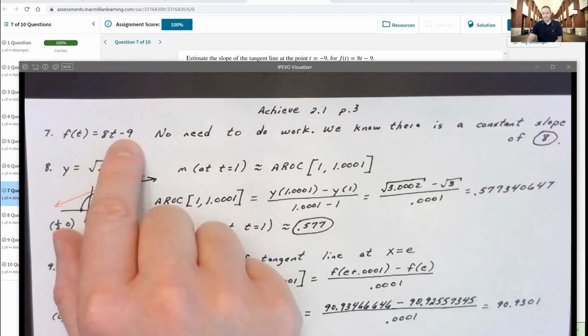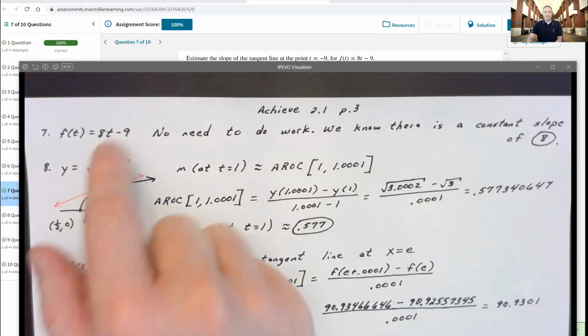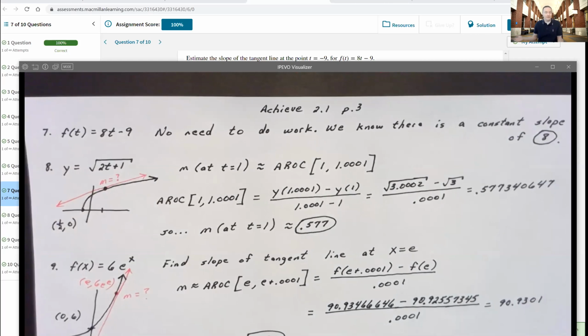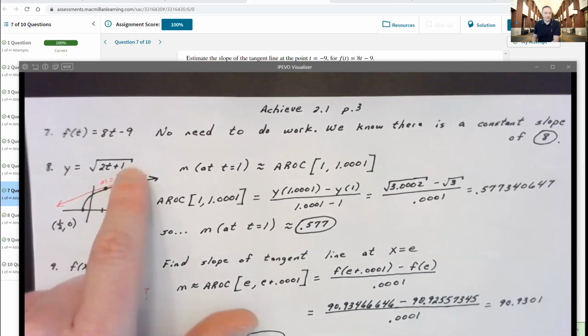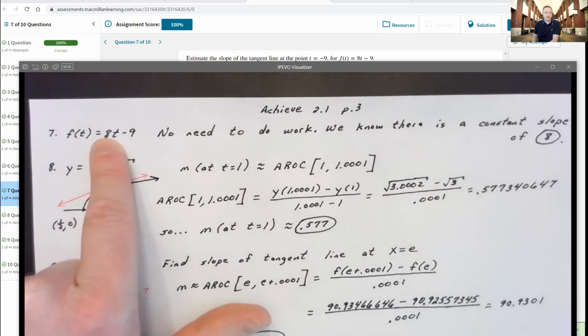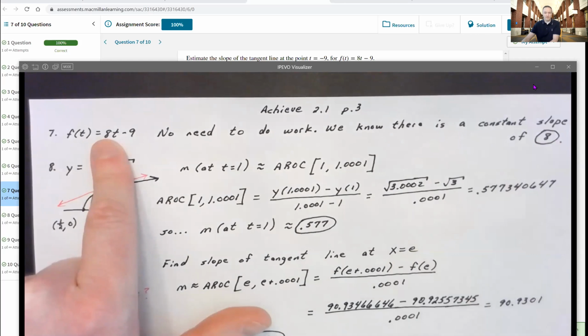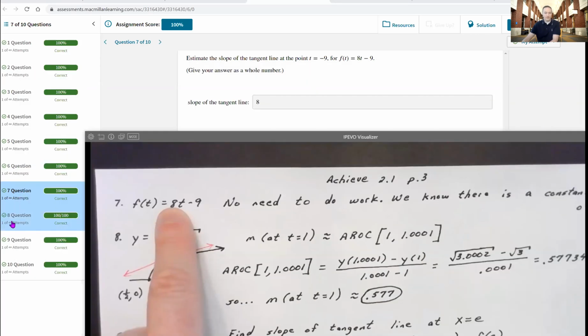And you say, well, you don't need to do work because the slope of the tangent line is going to take on the slope of the curve at any point. Well, the slope of this curve at any point is the constant slope of 8. So I just said it would be silly to show any work there. Our constant slope is 8, and we can eliminate that problem from consideration.